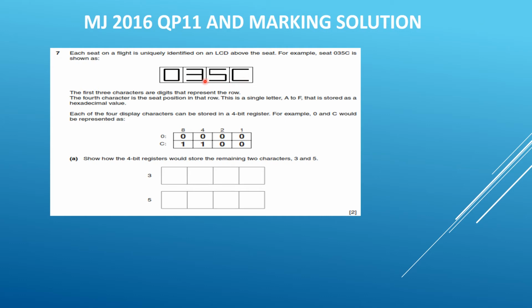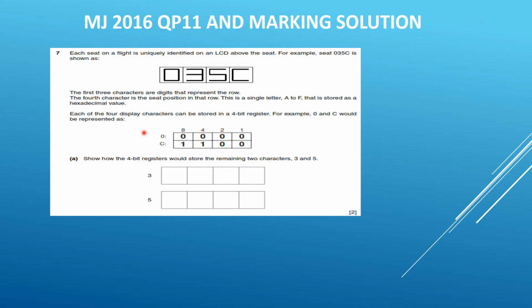The first 3 characters are digits that represent the row. The fourth character is the seat position in that row. This is a single letter A to F that is stored as a hexadecimal value. Each of the 4 display characters can be stored in a 4-bit register. For example, 0 and C would be represented in this following example. So 0 and C, their binary values you can see. And in the 4-bit register, we have put the binary notation 1, 2, 4, 8 here.